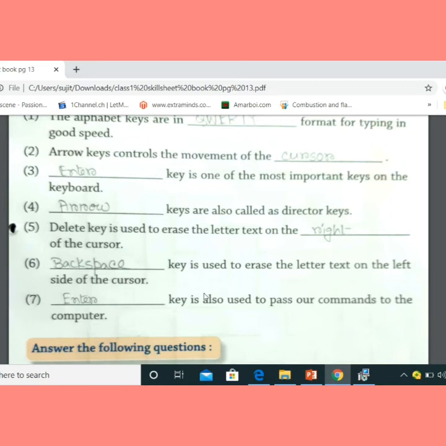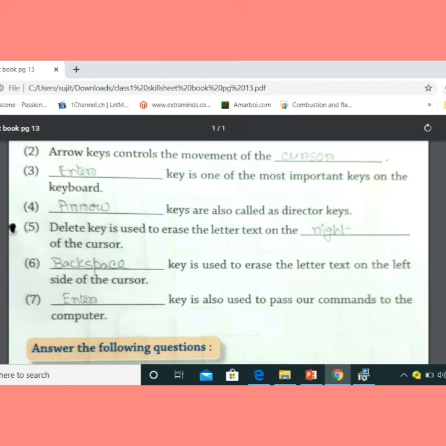Okay, to delete the letter on the left side of the cursor, we have to use the backspace key, so we have to place the cursor after the word. Okay, after the word means on the left of the cursor. Clear? Next, number 7: Dash key is also used to pass our commands to the computer. So the enter key is also used to pass our commands to the computer.